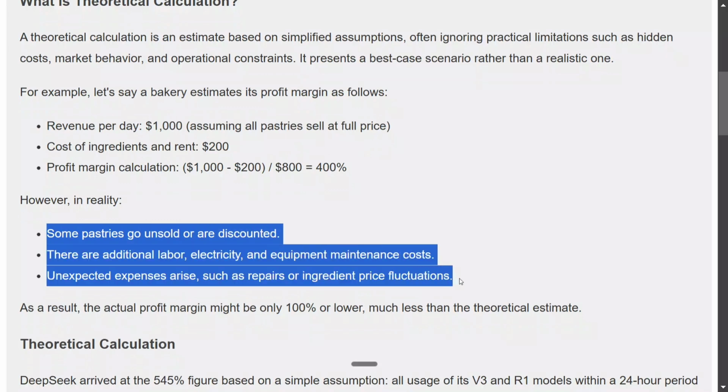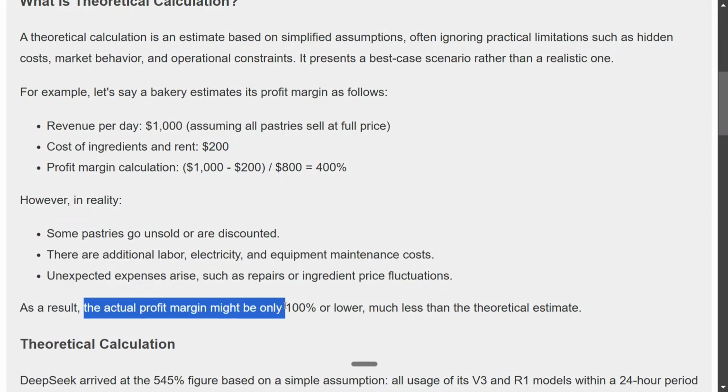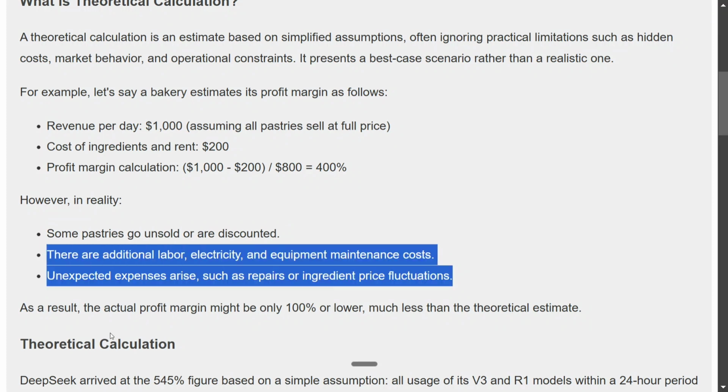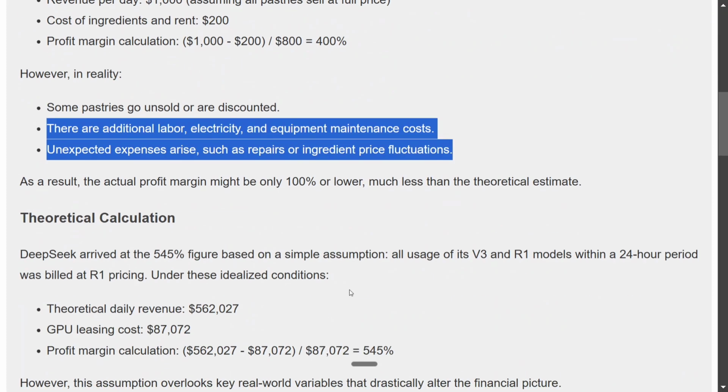Now, in the real world, some pastries will go unsold or be discounted. Labor is there, electricity is there, equipment maintenance is required. Unexpected expenses arise, such as repairs or ingredient price fluctuation. So, real world factors have been completely ignored in a theoretical calculation. Hence, the actual profit margin for the bakery might be much lower, once you consider all these costs.